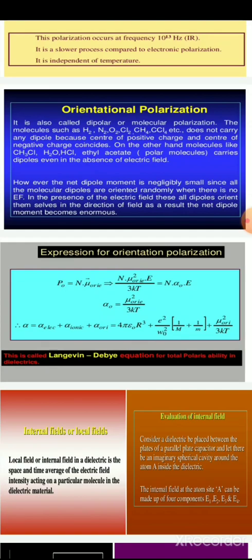For mu square orientation, we are taking the square because we consider two atoms, and it will depend upon the temperature. As you know, electronic and ionic polarizations are independent of temperature, but orientation polarization is dependent on temperature. Temperature is also considered. N into alpha naught into E. As we know, alpha naught equals mu square orientation by 3kT, according to Boltzmann.